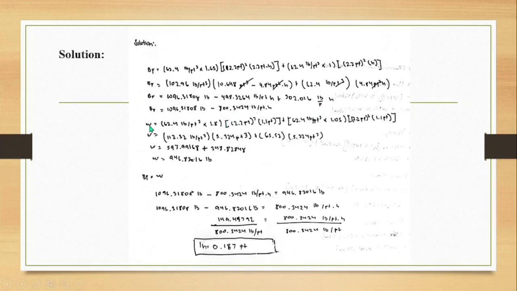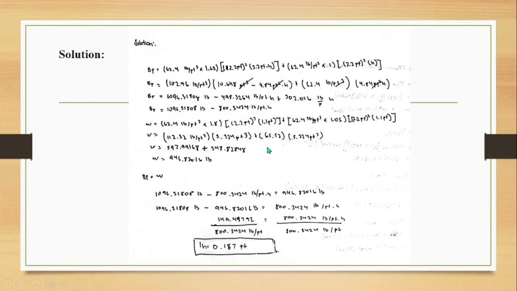So next is W equals 62.4 pounds per cubic foot times 1.8, our given 1.8 from 6a. Multiplying gives 112.32 pounds per cubic foot. The process is the same. Here it is 2.2 squared times 1.1, which gives 5.324 cubic feet.